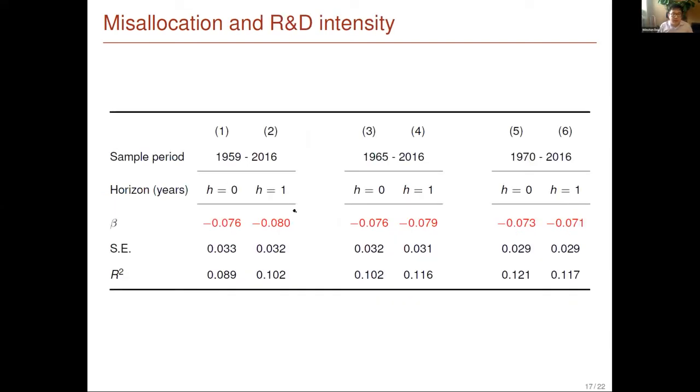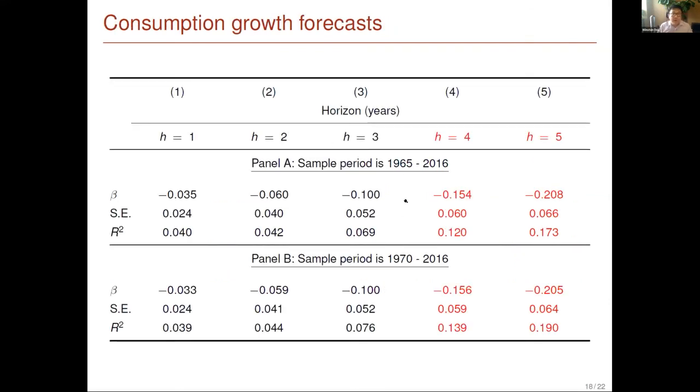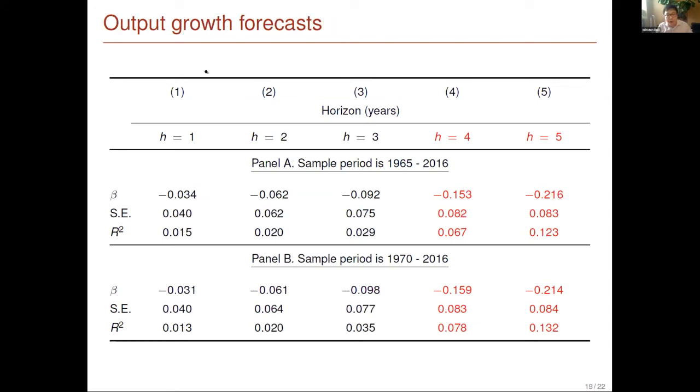And now we ask whether this misallocation measure in the data can predict R&D intensity in the economy. So we focus on different sample periods. Actually, yes. Contemporaneously and one year ahead, they all negatively and significantly predict R&D intensity. We also ask whether they can predict consumption growth in the long run. If you look at four years ahead, five years ahead, yes, the predictability is significantly negative across different sample periods. And the same thing for output growth, just like the model predicted.